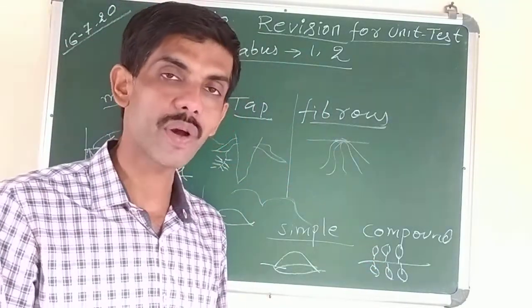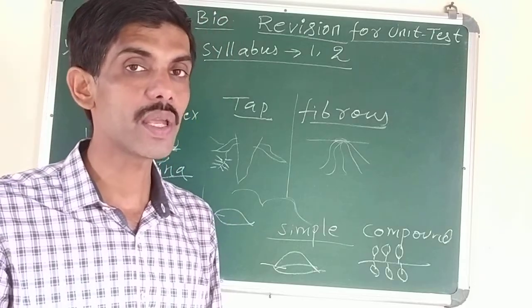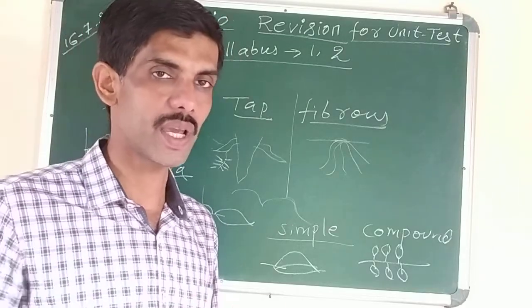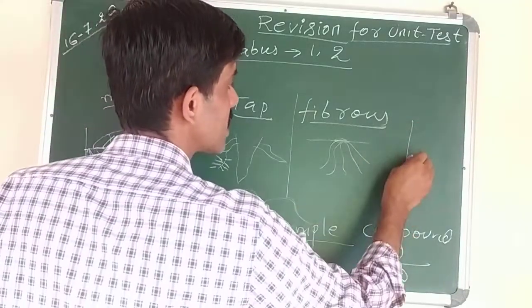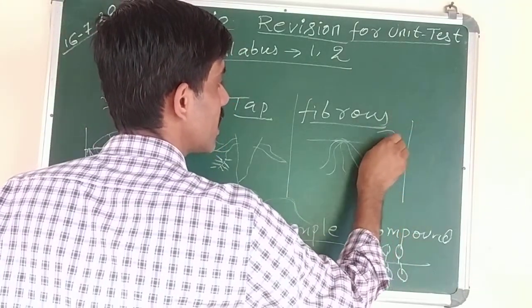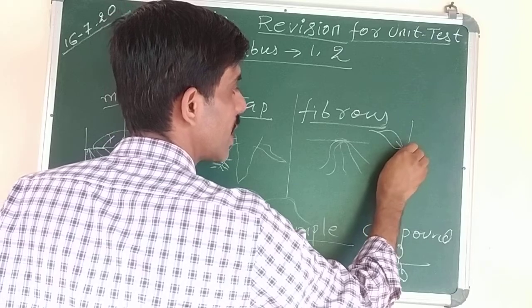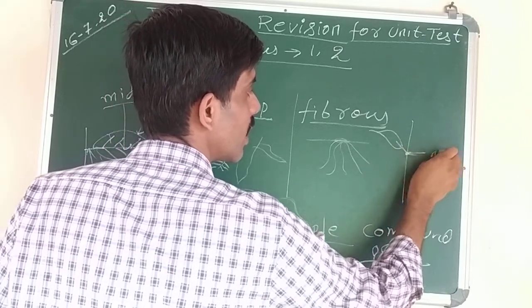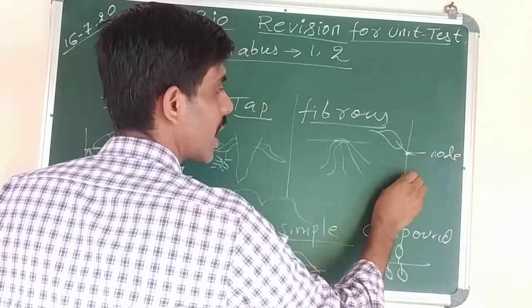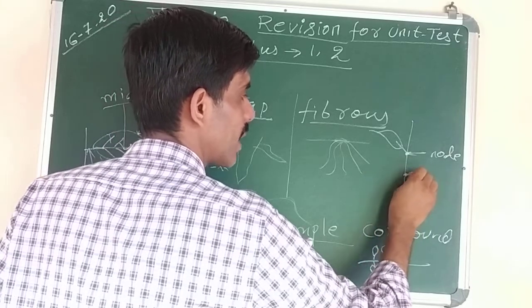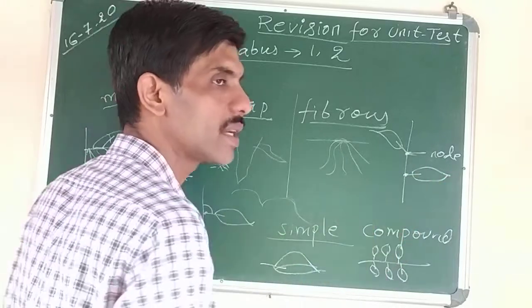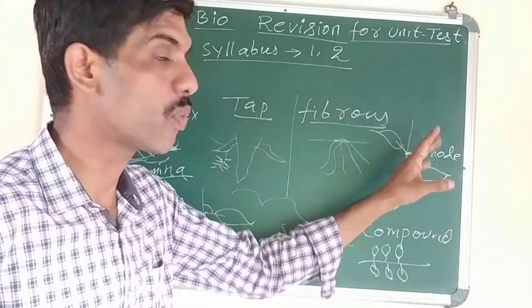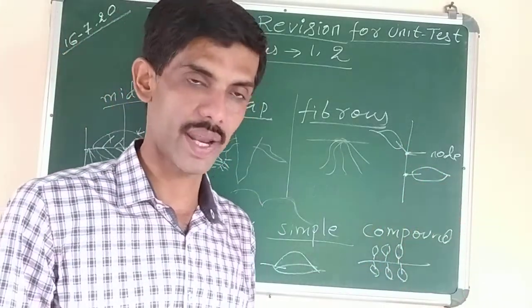There are three modes of arrangement of leaves, meaning how the leaves are attached to the stem. Number one is alternate arrangement. Alternate arrangement means, suppose this is the stem, one leaf is present here. This part of the stem from where the leaf arises is called node, N-O-D-E. The other leaf will arise in the other direction. So this is called alternate, meaning from one node only one leaf will arise, in only one direction.